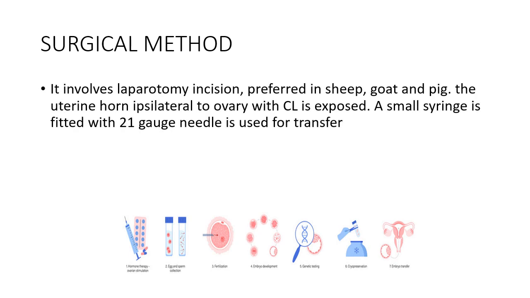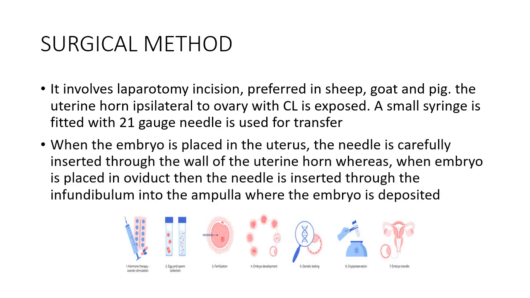It involves a laparotomy incision, preferred in the sheep, goat, and pig. The uterine horn ipsilateral, that is, on the same side of the ovary where the corpus luteum is, is exposed. A small syringe fitted with a 21 gauge needle is used for the transfer. When the embryo is placed in the uterus, the needle is carefully inserted through the wall of the uterine horn, whereas when the embryo is placed in the oviduct, the needle is inserted through the infundibulum into the ampulla where the embryo is deposited.